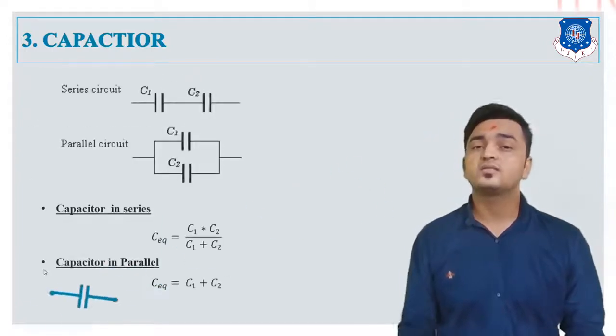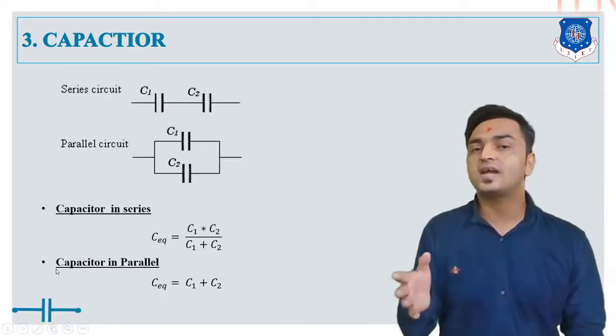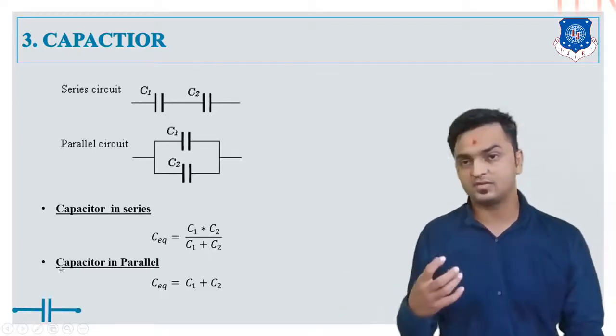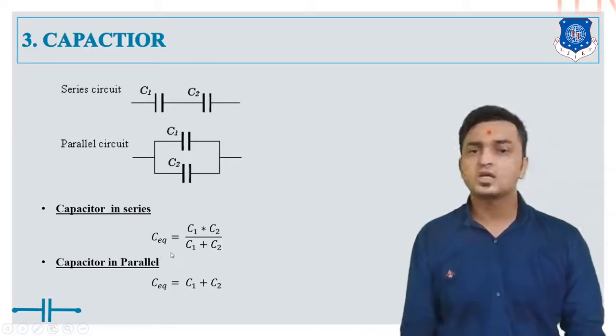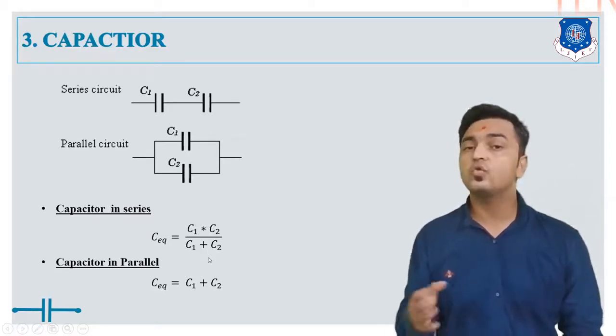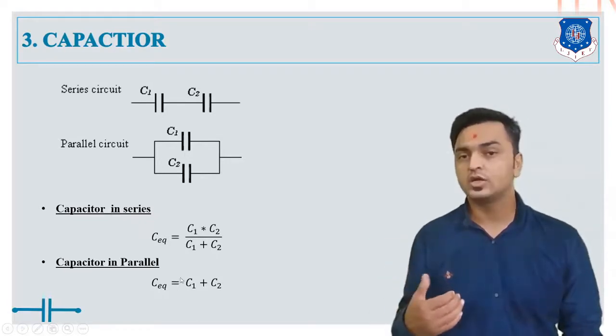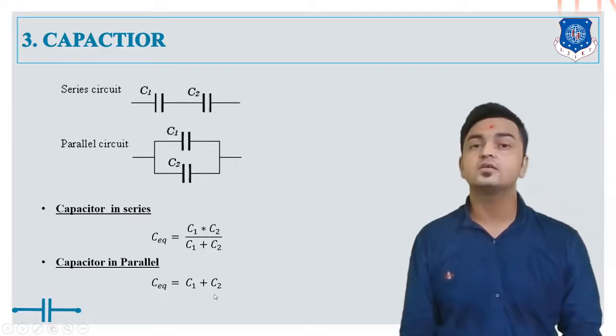So these were the various terms related to capacitor. Now when capacitors are in series and parallel connection, what will be the equivalent capacitance? When C1 and C2 are in series connection, it is C1 into C2 divided by C1 plus C2. And when both are in parallel connection, the equivalent capacitance can be defined by C1 plus C2.